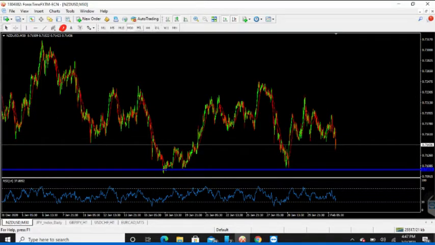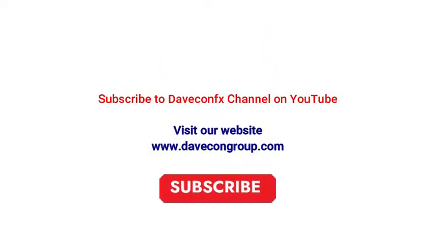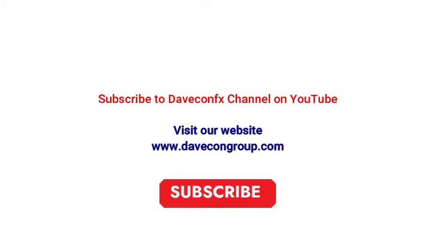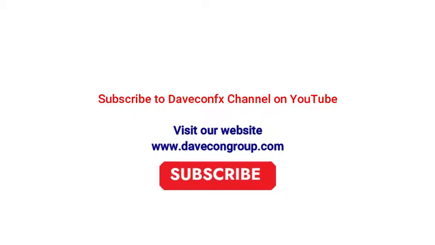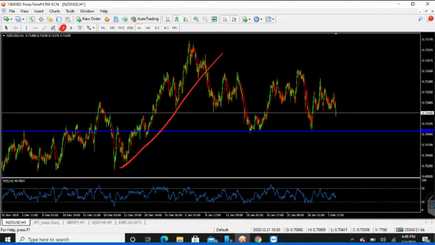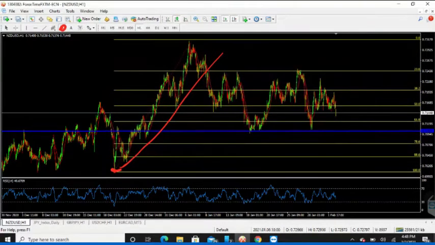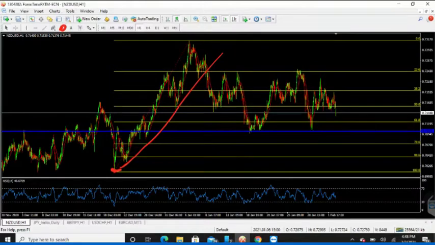Just to make a review, in case you had any difficulty, the last time we talked about the Fibonacci retracement. If you want to pick Fibonacci for an uptrend like this, you pick it from the lowest point here to the highest point. This point is the highest point.